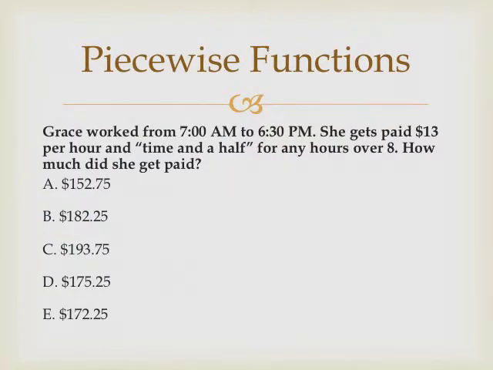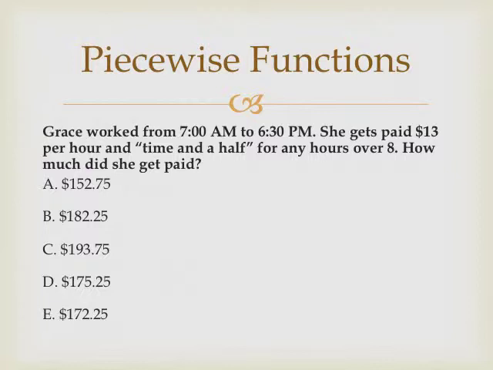All right, so this is a great piecewise function. A piecewise function is a function that follows different rules under different circumstances, and I'll show you what I mean by that in a second. So Grace worked from 7 a.m. to 6:30 p.m. She gets paid $13 per hour and time and a half for any hours over 8 hours. How much did she get paid?